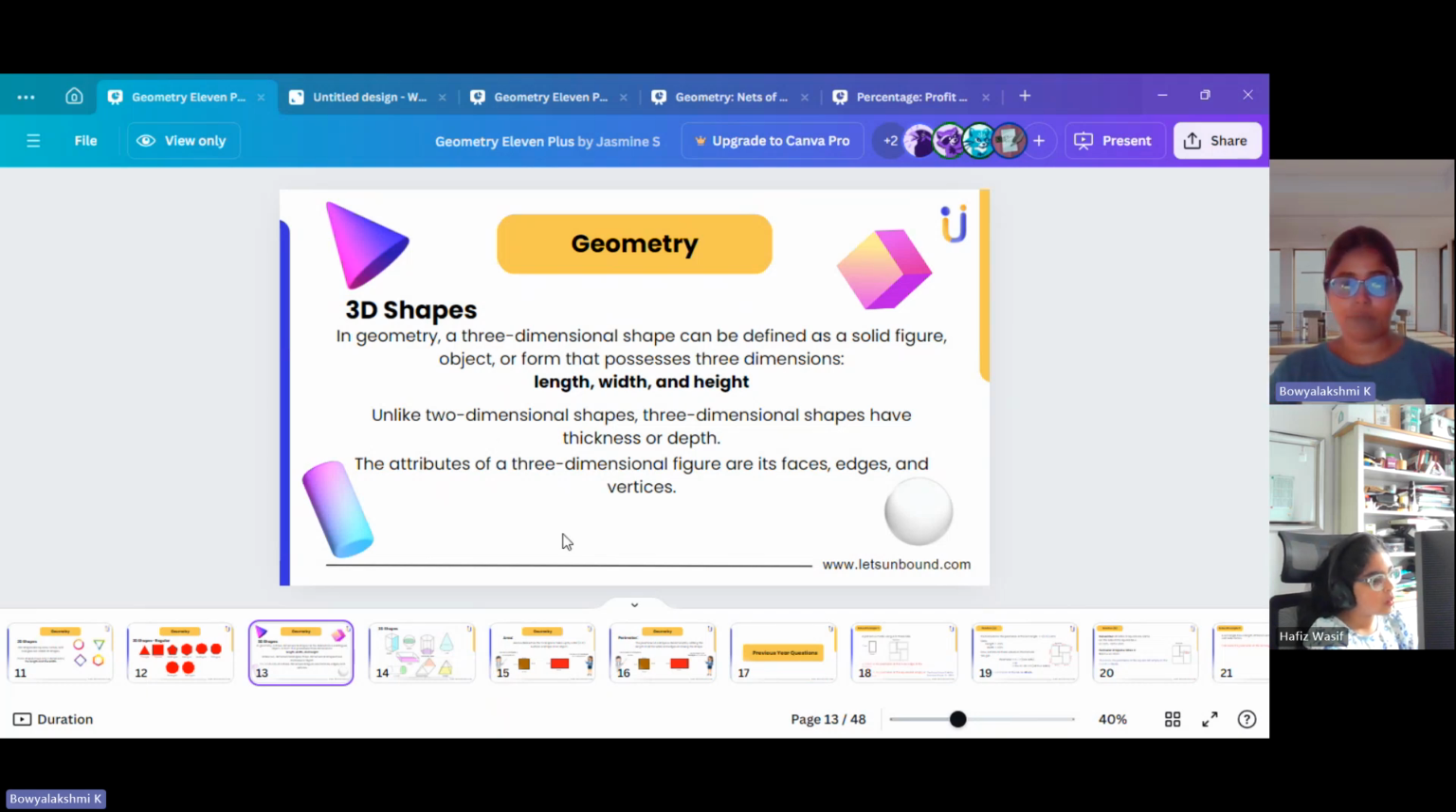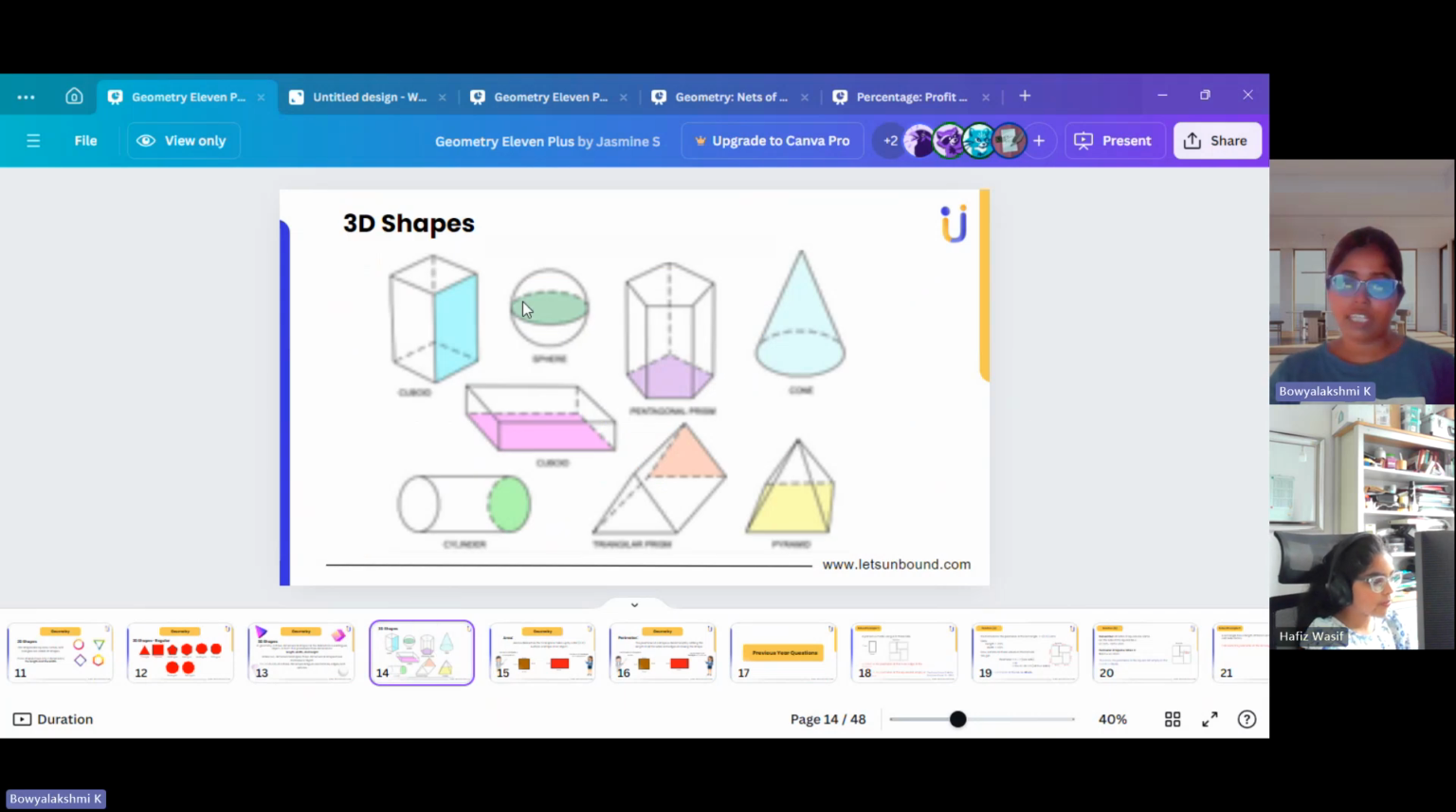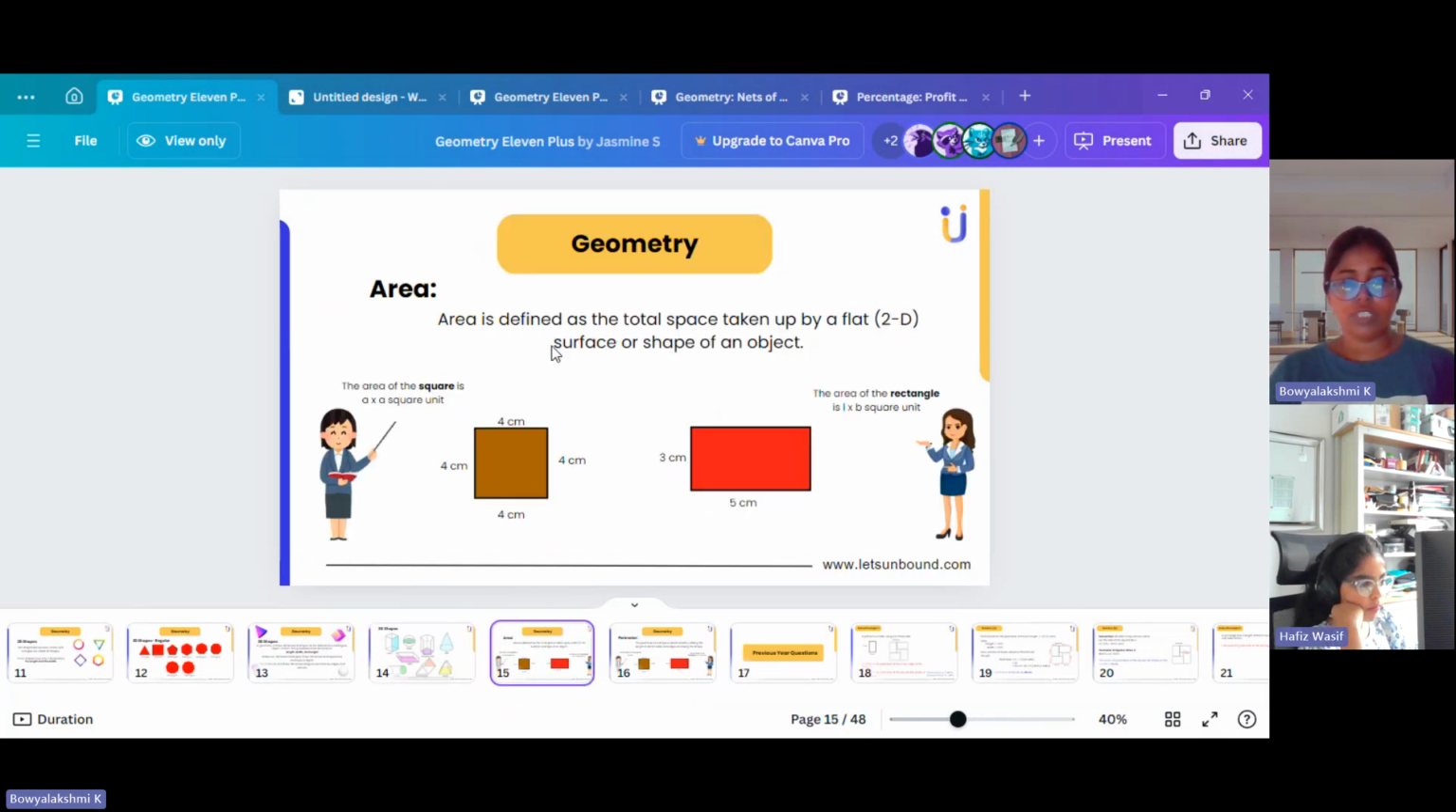Okay, so let's get deep into that. These are some 3D shapes that we can see: cuboid, sphere, pentagonal prism, cone, cuboid, and then again a cylinder, triangular prism, and pyramid. So this is the kind of 3D shapes. Everything has a height, right? So it is not a flat thing. And some curved things I can see. Some of them have very straight, very flat faces, not curved faces. So here we have two things.